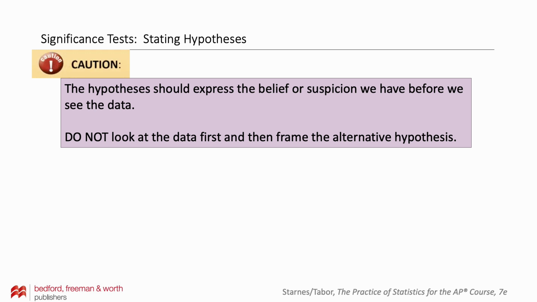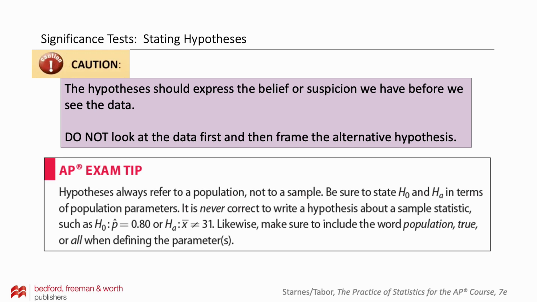Now, caution: the hypothesis should express the belief or suspicions we have before we see the data. Do not look at the data first and then frame the alternative hypothesis. The hypothesis always refers to the population and not the sample, because the whole point of it is that we are trying to extrapolate this out to the population. So be sure to state the null and the alternative hypothesis in terms of the population parameter. It is never correct to write a hypothesis about a sample statistic.